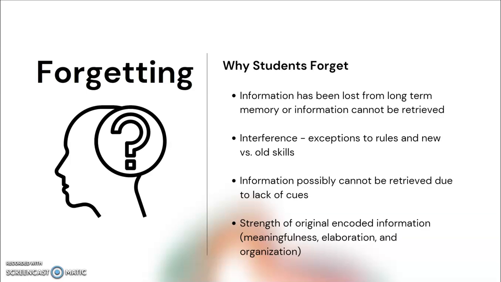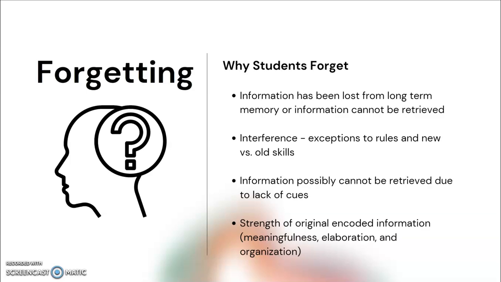So what are some reasons for why students forget? Either that information has been lost or they're having trouble retrieving it. So one can be interference. Let's say students are learning a topic, they learn about that topic, great, and then you move on and say, okay, well, here are some exceptions to that topic or to that rule, that skill that we just talked about. And that can cause some interference, some confusion.